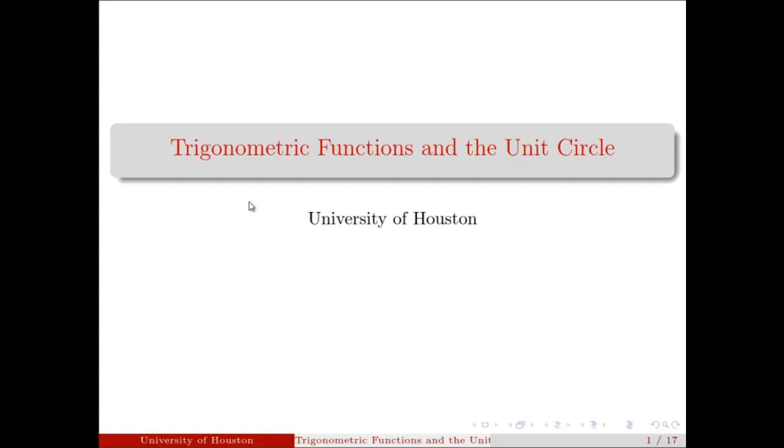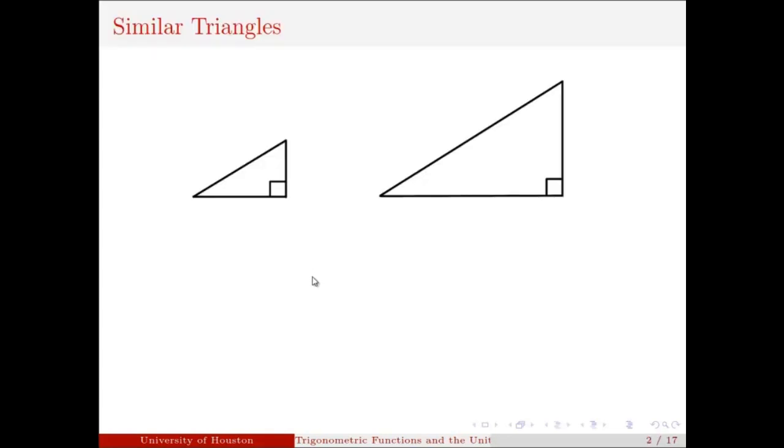In this video, we will review trigonometric functions and the unit circle. First, we need to discuss the concept of similar triangles. Recall that two triangles are similar if they have congruent angles. For example, in the triangle shown, each side length in the larger triangle is twice the length of the corresponding side in the smaller triangle.